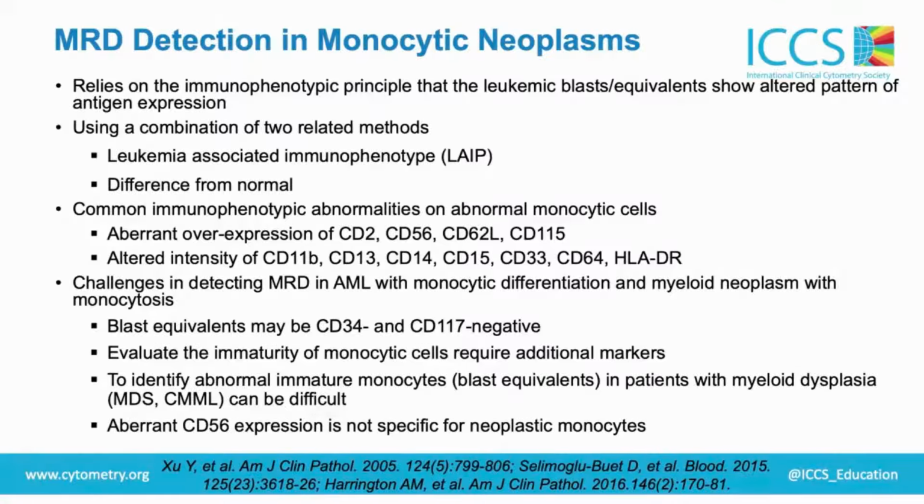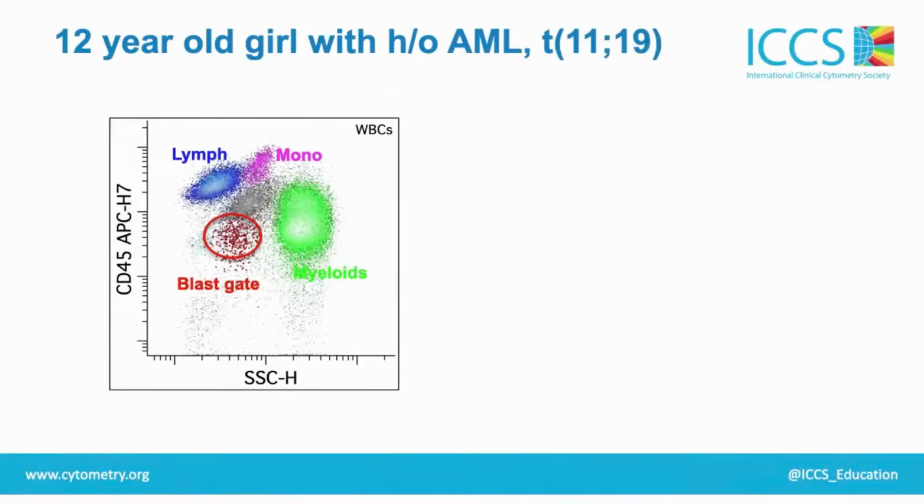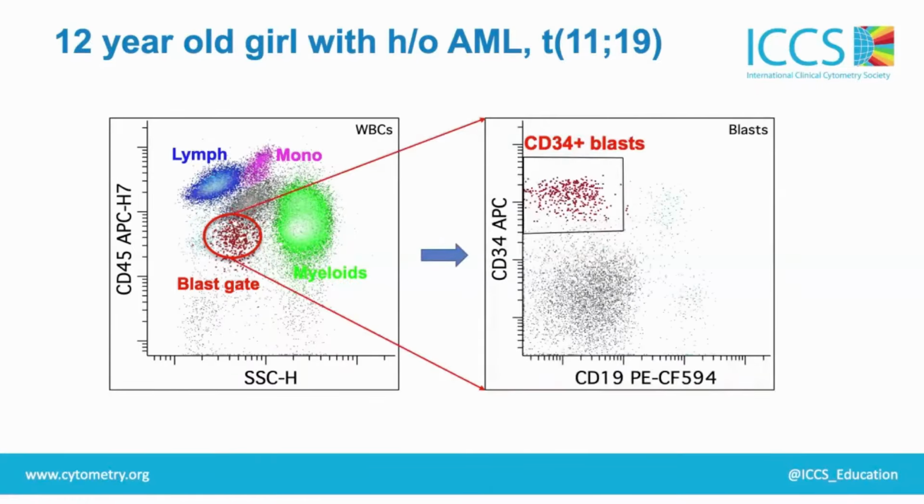Let's look at some examples. This is a 12-year-old girl with a history of AML, KMT2A rearranged. Bone marrow was sent to us for MRD flow. On CD45 versus size scatter plot, blast gate is defined by dim CD45 and low size scatter. From the blast gate, we gate CD34 positive myeloid blasts, highlighted in red.